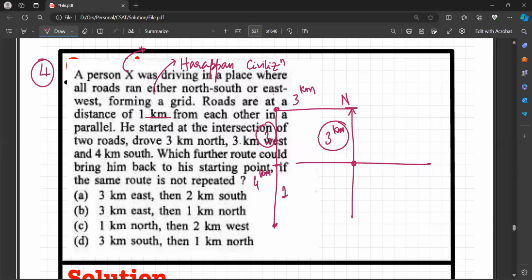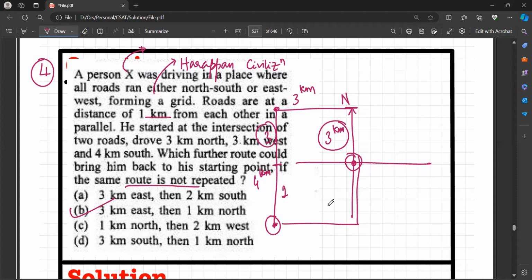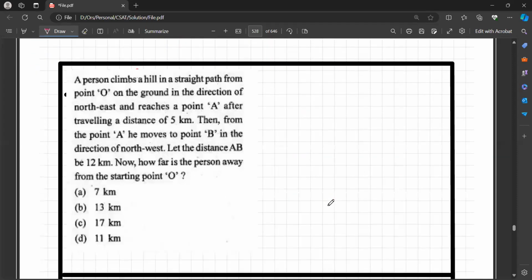Which further route will bring him back to the starting point? If the same route is not repeated, that means the person will go 3 kilometers east, then 1 kilometer north. So the answer will be B. Got it? I hope it is clear. So we are done with question number 4. Let us go to question number 5.